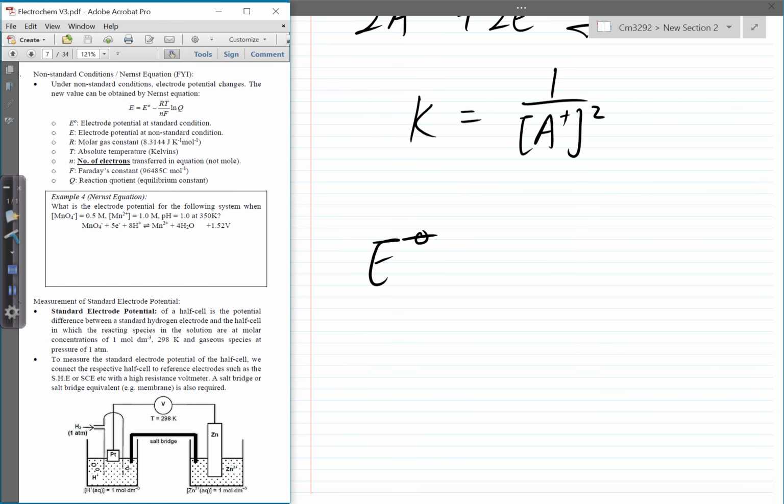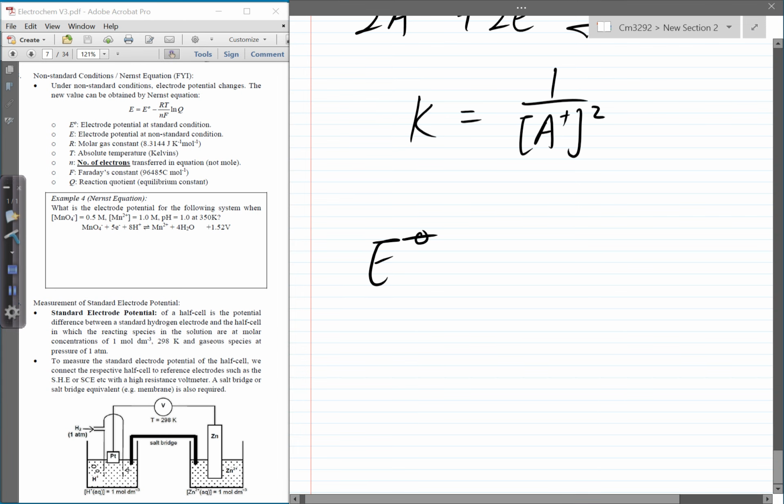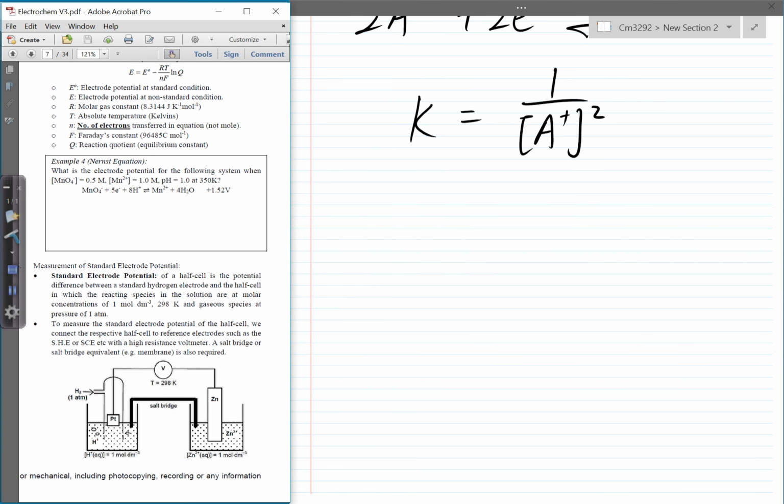You don't have to know how to use this equation unless the question gives you this equation and all the terms, which they did before. Take note, N: people always say that N is the number of moles of electrons, which is misleading. It should be the number of electrons transferred in the equation, or you can say the number of moles of electrons per mole of equation. So it's not the number of moles of electrons, so don't make mistakes as such.